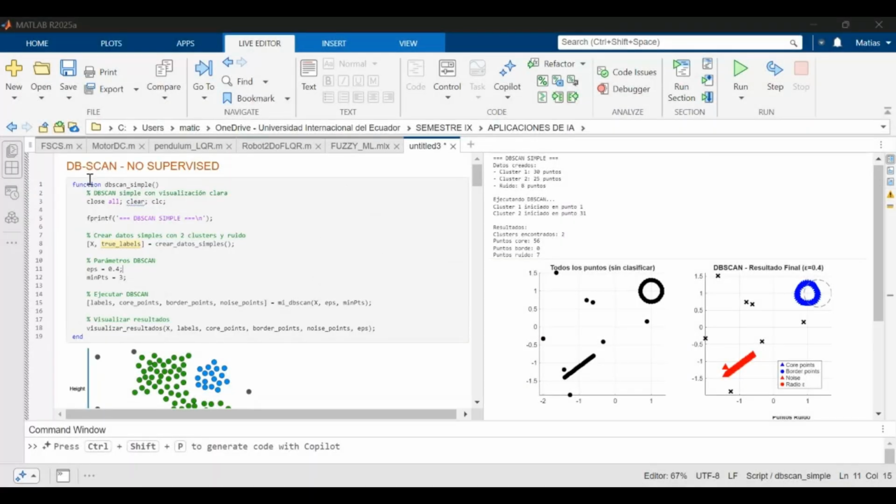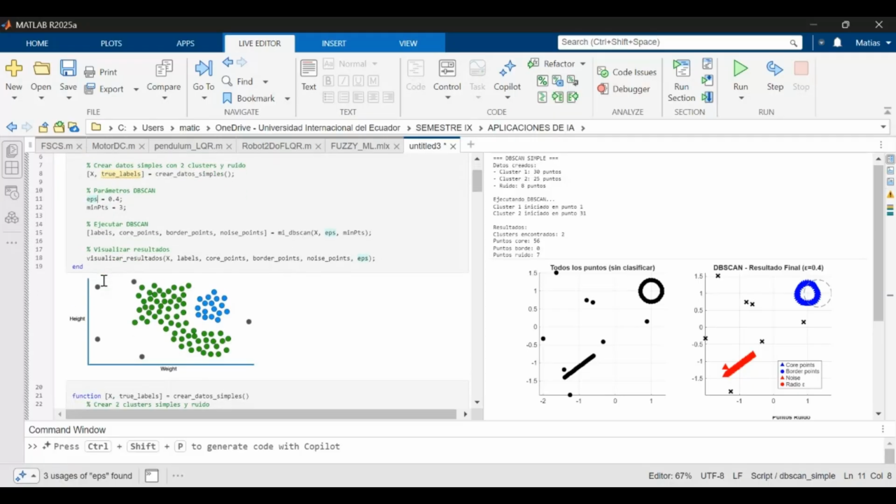Okay, welcome. We have the DBSCAN unsupervised algorithm for machine learning. What does this algorithm consist of? The most important things are the parameters epsilon and minimum points. This is a simple graph, for example, of two variables in a two-dimensional graph. We can, as humans, see two groups that are obvious, but how does the algorithm work?